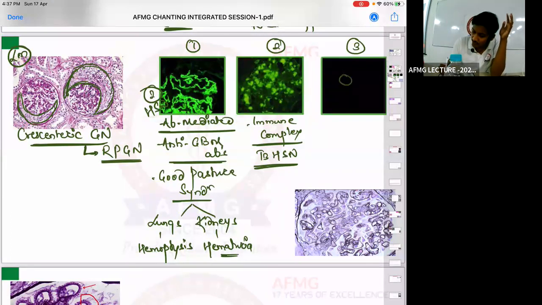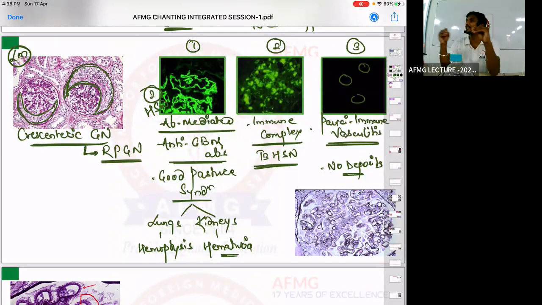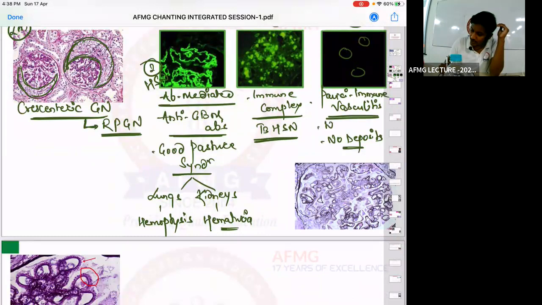Now, talking about type 3 RPGN, can you find any deposits? No. In type 3 RPGN no deposits are found, and it is therefore called quasi-immune vasculitis. It is associated with renal vessel vasculitis, and here we can find Wegener granulomatosis, microscopic polyangiitis, or Churg-Strauss syndrome. Okay, no issues with this.